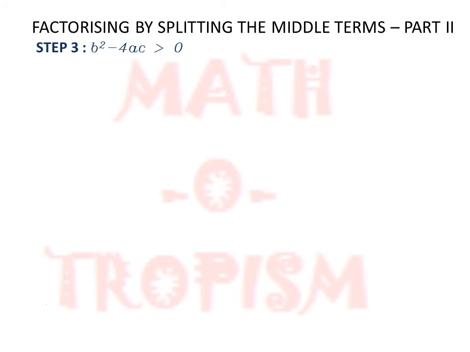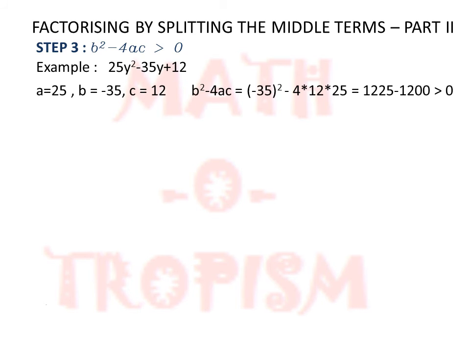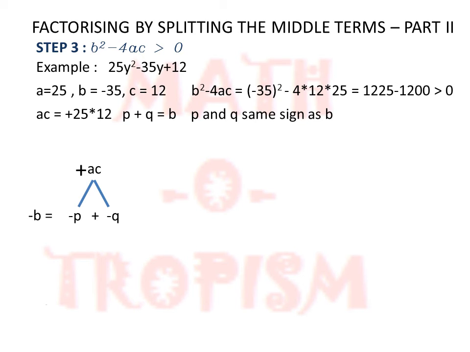We'll see another example. It is 25y square minus 35y plus 12. Here a is 25, b is minus 35, c is 12. So b square minus 4ac, when I do, it comes to a number greater than 0. Now ac is what? 25 into 12, and p, we know both are positive, which means my p plus q will give me b, and p, q and b will be of the same sign. So here since b is positive, p and q also are going to be positive.